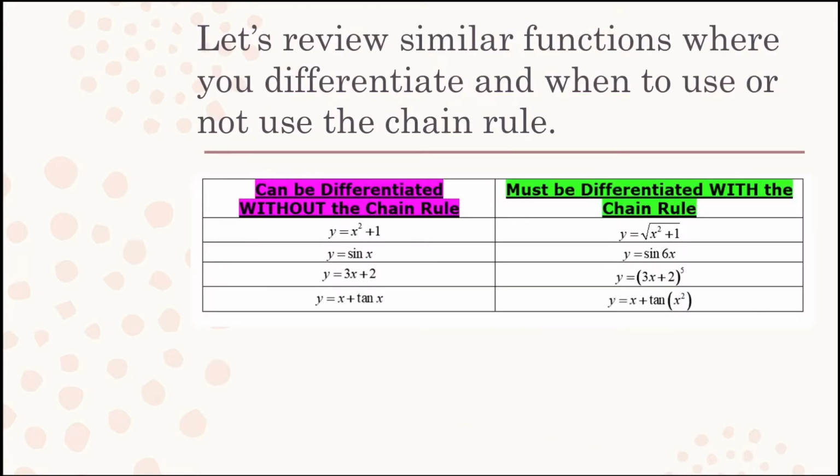So let's review some similar functions where you differentiate and when to use the chain rule versus not. Over on the left, we have y equals x squared plus 1. This function is simply a quadratic. We can take the derivative of a quadratic easily enough. Now, over on the right, that quadratic function is now under the radical. By being under the radical, we now need the chain rule.